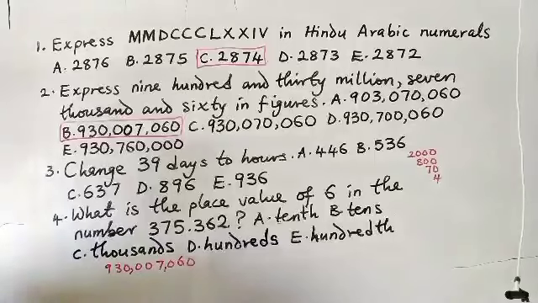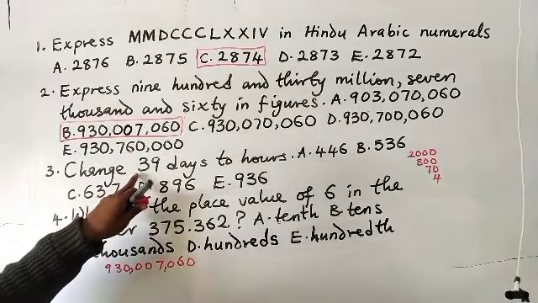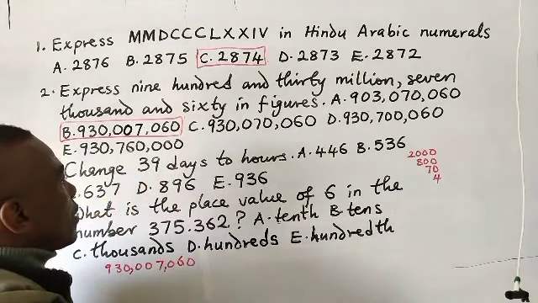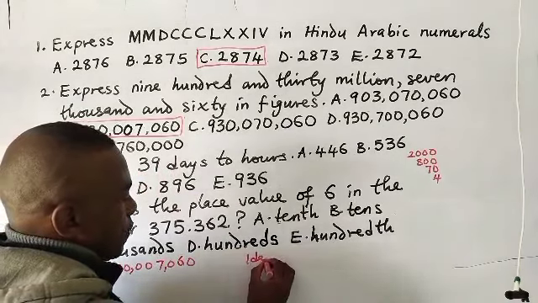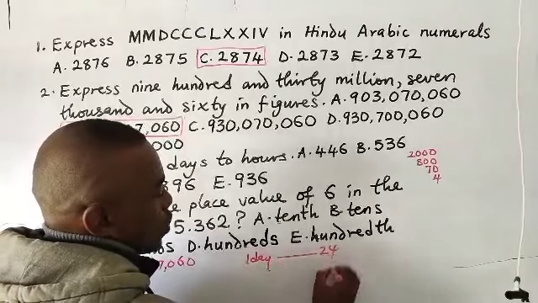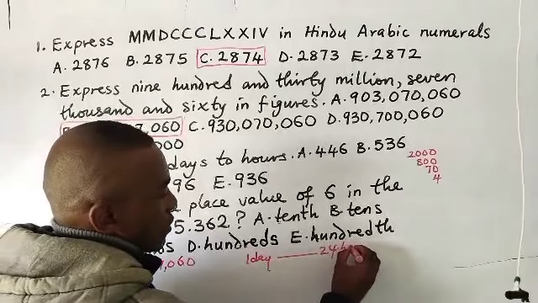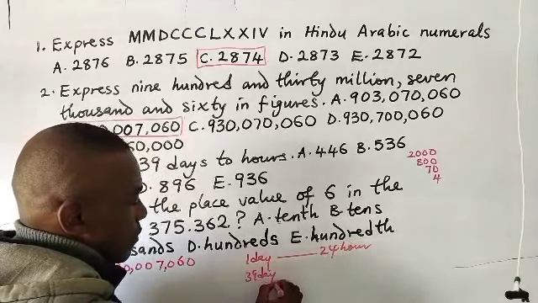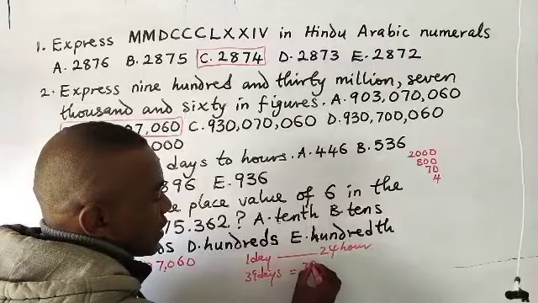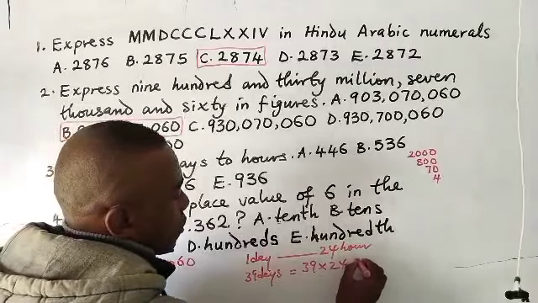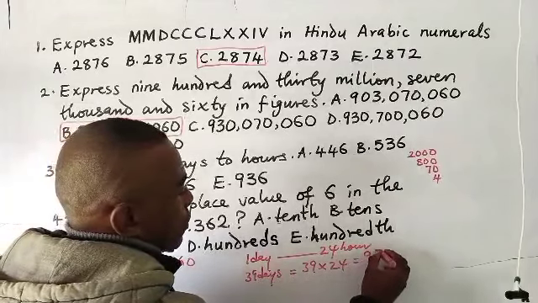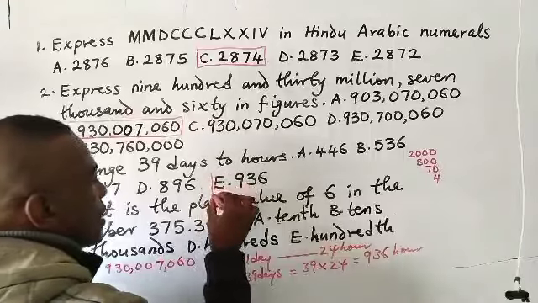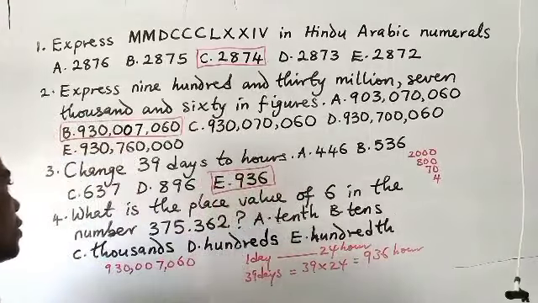We move to question number 3. In question number 3, they said that we should change 39 days to hours. Now, 1 day is 24 hours. Then 39 days will now be 39 multiplied by 24, and it will give us 936 hours. Meaning that the answer to this question is option E.